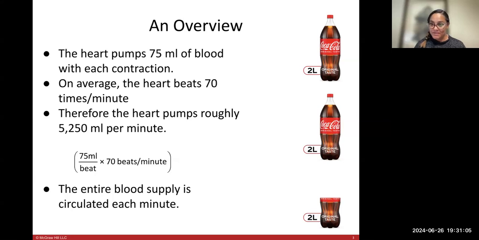If you want something to compare that to, I put the Coke bottles on the right. You know what a 2 liter looks like. So 2 liter is 2,000 milliliters. So that representation is a little bit more than 2.5 of the big 2 liter bottles of Coke. That's how much our heart pumps every single minute. So the entire blood supply is circulated each minute.